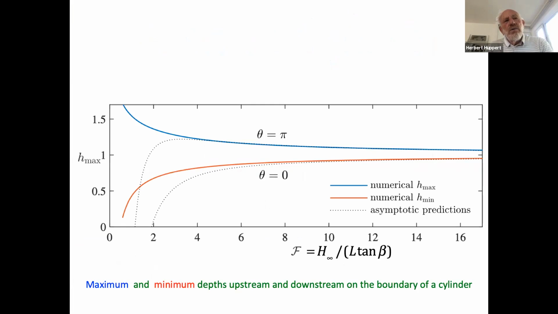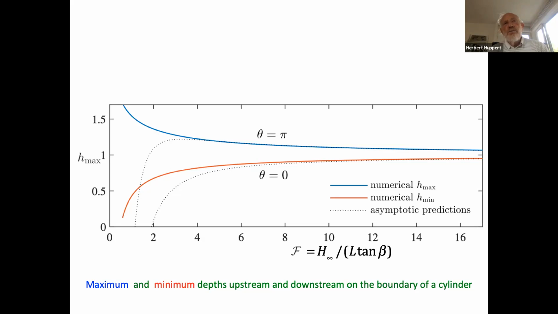Now, here is a plot of the maximum and minimum depths upstream and downstream on the boundary of a cylinder. Simple case, a cylinder. The maximum depth will be upstream, the minimum depth will be downstream, as a function of this parameter curly F.